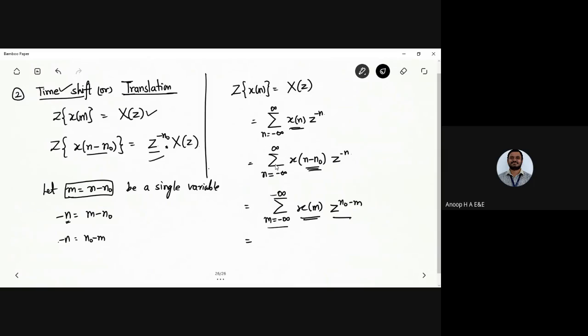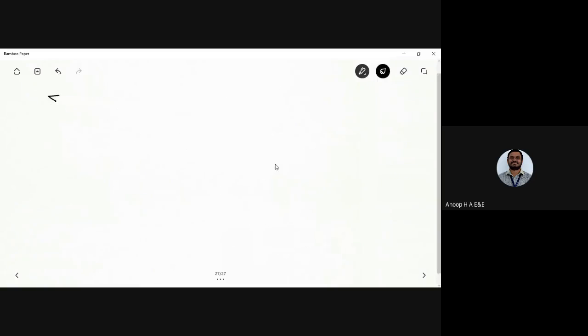Now, with m from minus infinity to plus infinity as the limits of the given summation, I can have sigma, m equals minus infinity to plus infinity, x of m z power minus m minus n naught, taking the minus sign common. I can take z power minus n naught as the common factor, and rewrite this again: sigma m equals minus infinity to plus infinity x of m z power minus m plus n naught. So I can write sigma, m equals minus infinity to plus infinity, x of m z power minus m, times z power minus n naught.